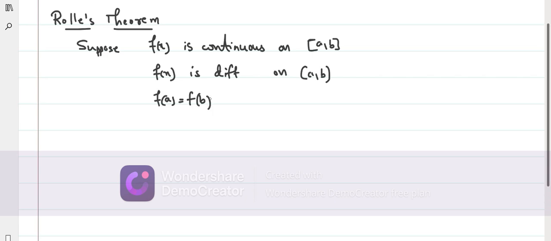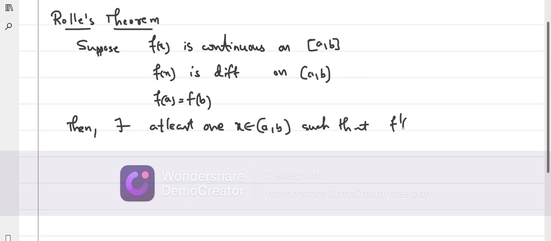Suppose that f(x) is continuous on the closed interval [a, b], and f(x) is differentiable on the open interval (a, b). If f(a) = f(b), then from Rolle's theorem we can say that there exists at least one x in the open interval (a, b) such that f'(x) = 0.